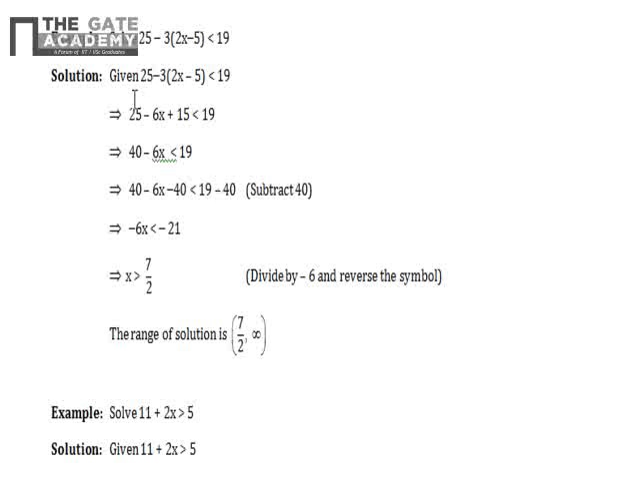Now the next example. 25 minus 3 into 2x minus 5 less than 19. After solving all the things, we will get x greater than 7 by 2. Now it is greater than, not equal to, so while writing the range of the solution, we'll have to use parenthesis. That means the range of the solution will be 7 by 2 to infinity.